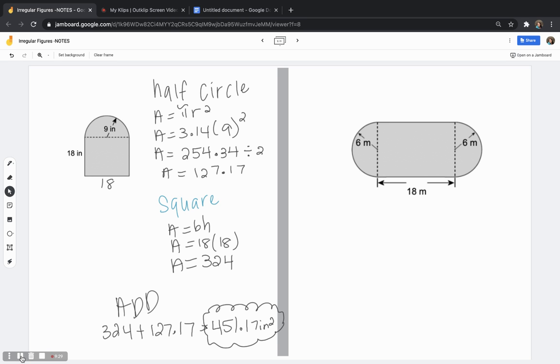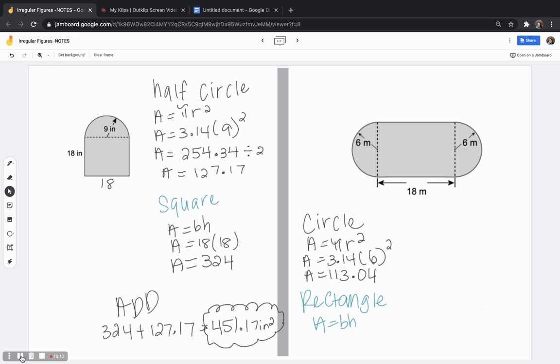All right, for my next example, I have two half circles here. I have one on the left, and then I have one on the right. So if I put two half circles together, that's going to make one full circle. And then I also have a rectangle in the middle. For the circle, the 6 here is going to be my radius because that's only going halfway across this line. So for the circle, I get an area of 113.04. And again, I don't need to divide that by 2 because 2 half circles is going to give me one full circle.